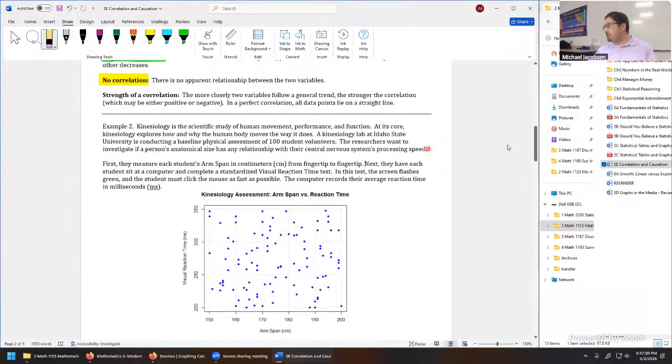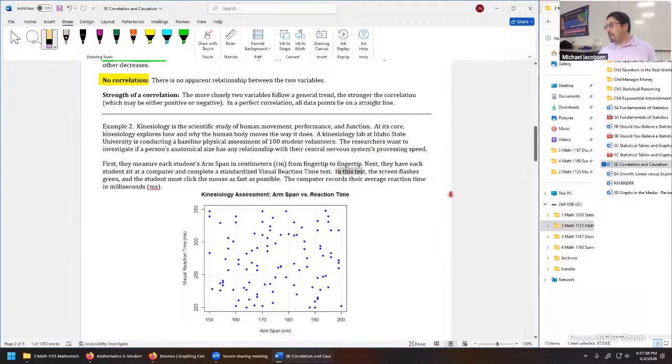Now they have to measure central nervous system processing speed. That seems like a hard variable to measure, so let's see how they did it. It says, next, they have each student sit at a computer, complete a standardized visual reaction time test. This is nervous system processing speed, which is probably very, very multifaceted. So they're just looking at a thin slice of what that would really be.